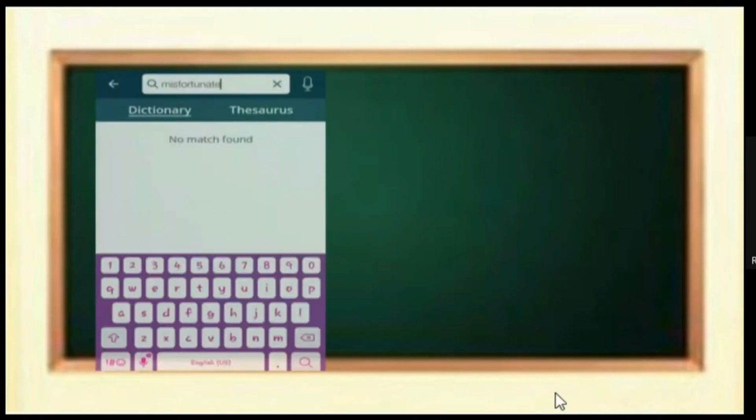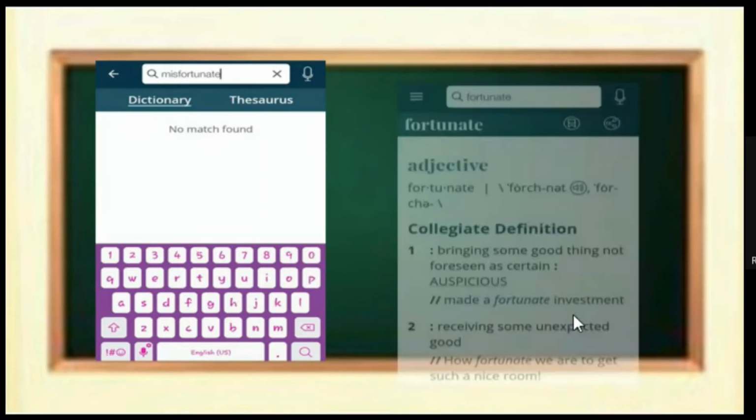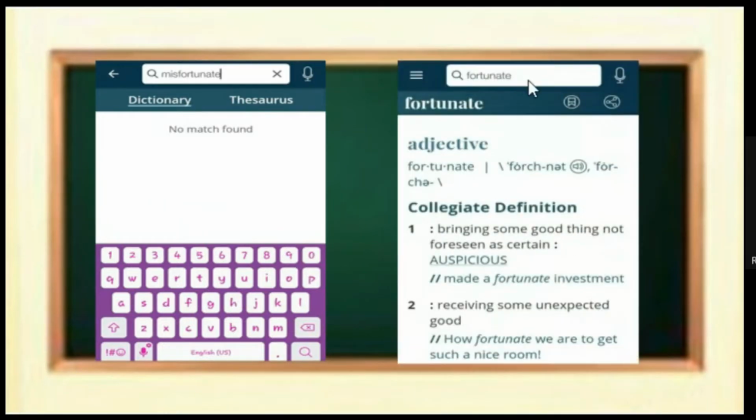Okay, so let's say for example, I tried looking for the word misfortunate. I cannot find it in the dictionary, even if I went to my Thesaurus. If that's the case, class, what you have to do is to look for the root word, for the meaning of the root word. You see, the word misfortunate, the root word of this is fortunate, actually fortune, okay? But you can also find fortunate because you're looking for misfortunate.